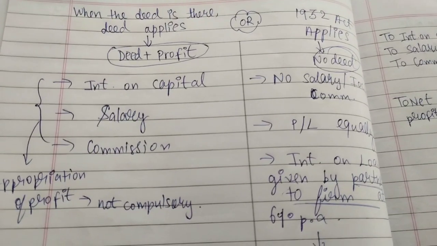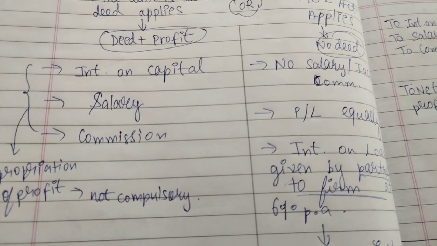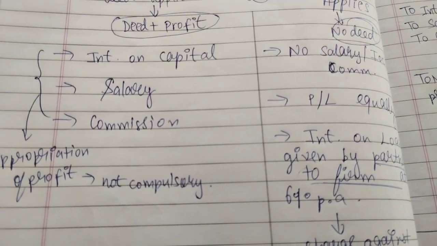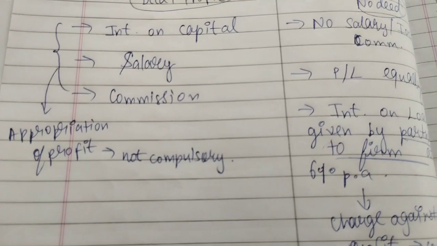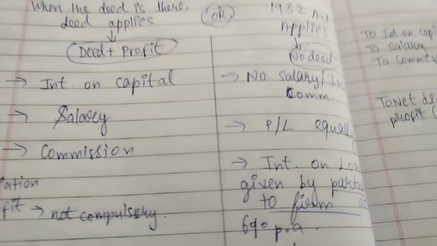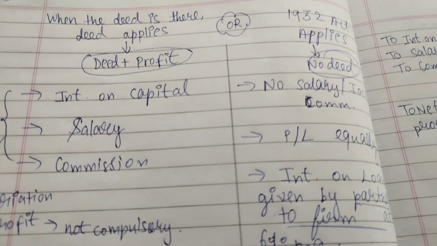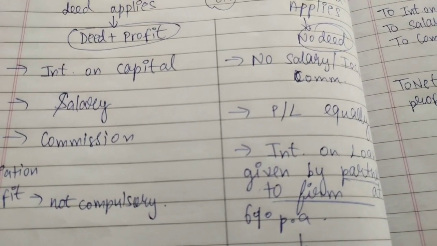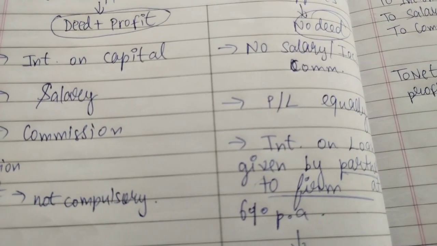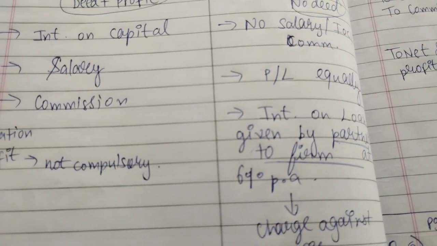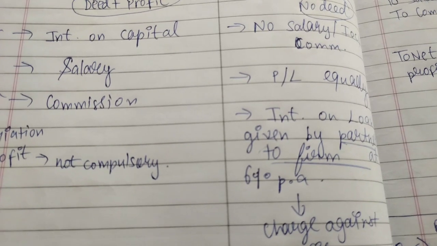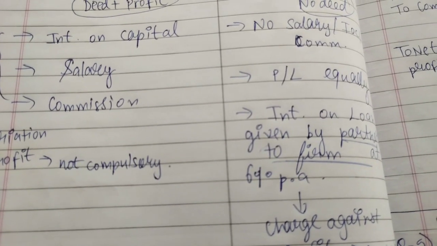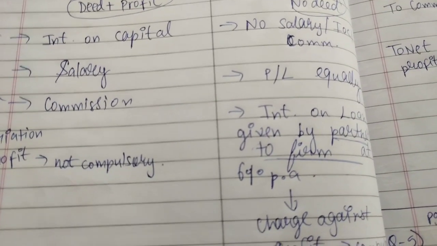So the thing is that when the deed is there, the deed applies, and deed plus profit should be there, then and only then will the firm provide interest on capital, salary, commission to the partners. Now the thing is that when there is no deed, the Partnership Act of 1932 applies. So in this, no salary, interest on capital, or commission shall be allowed or provided to the partners, and if there is no agreed profit ratio, then the profit and losses would be equally shared by the partners.